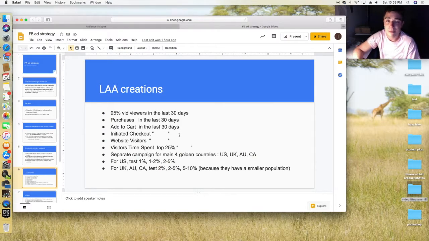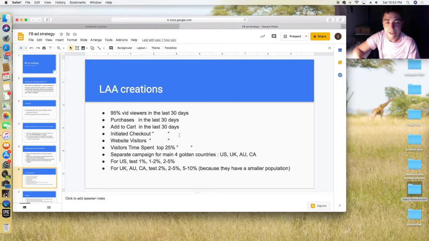And some of the LLAs that I like to create are the people that watch the video 95% of the time, 95% of the whole time of the video, people that purchase in the last 30 days, which is logically the best one to use, add to cart, initiated checkout, website visitors, people that spent the most time on my website. And with all of those LLAs, I'm going to split them into 4 different countries. I call them the golden countries. Again, United States, UK, Australia, and Canada.